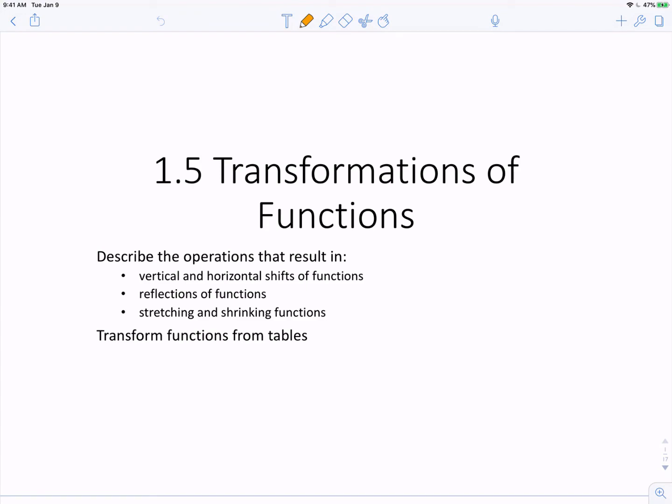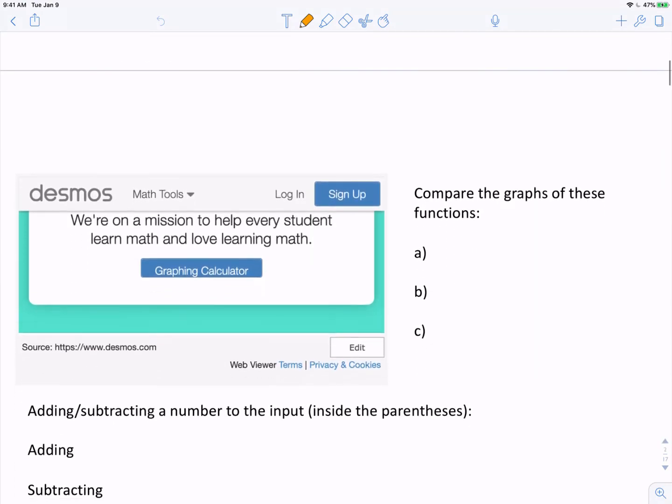Section 1.5, Transformation of Functions. In this section, we'll describe the operations that result in vertical and horizontal shifts of functions, reflections of functions, and stretching and shrinking of functions, and we'll also take a look at function transformations from tables.